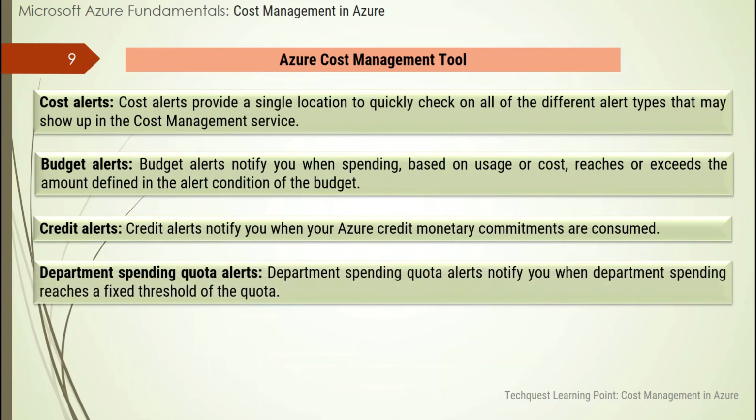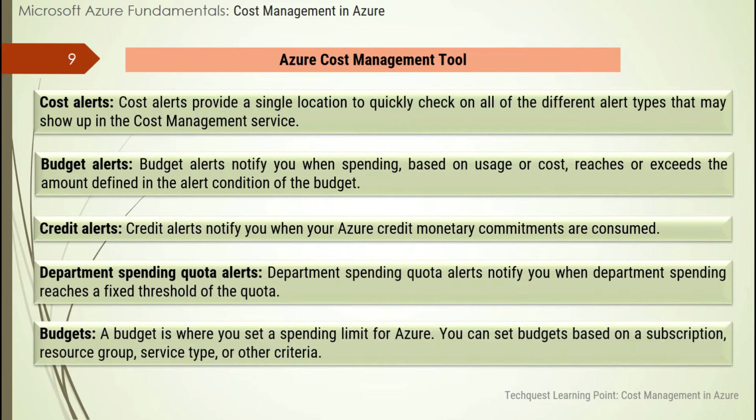Department spending quota alerts. Department spending quota alerts notify you when department spending reaches a fixed threshold of the quota. Spending quotas are configured in the EA portal. Whenever a threshold is met, it generates an email to department owners and appears in cost alerts. For example, 50% or 75% of the quota.